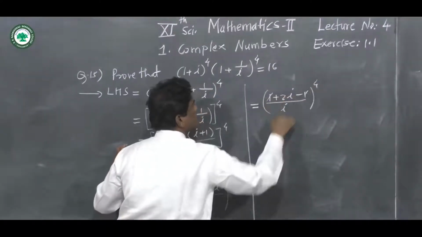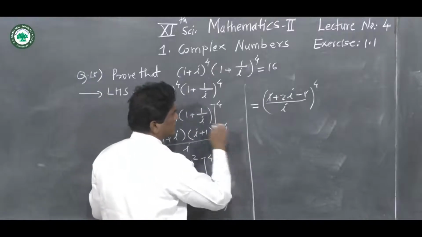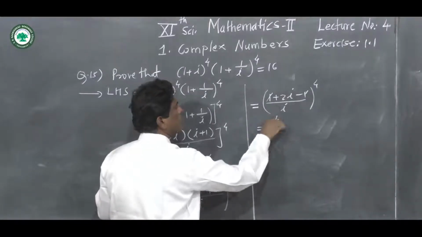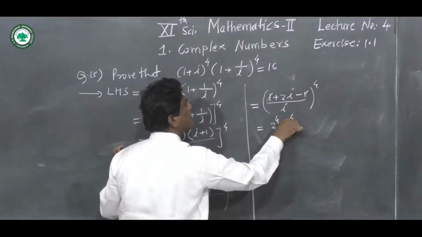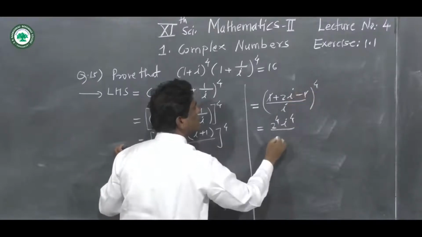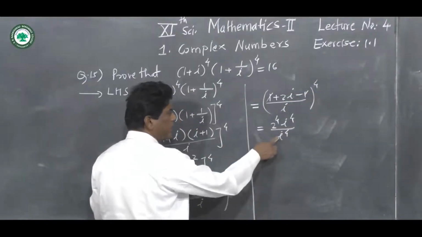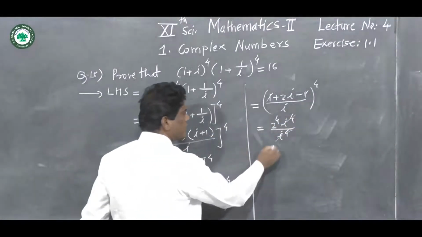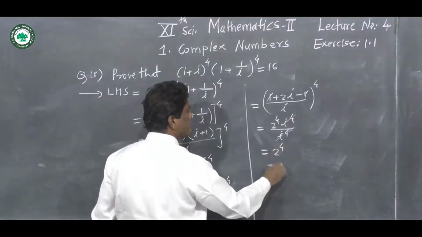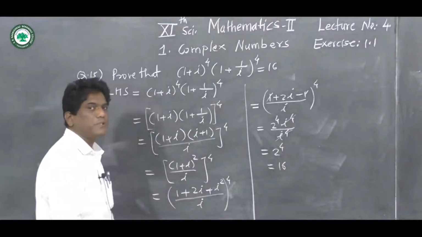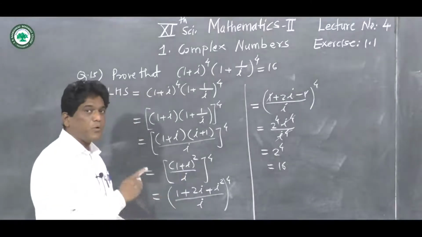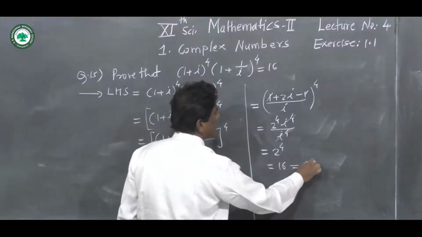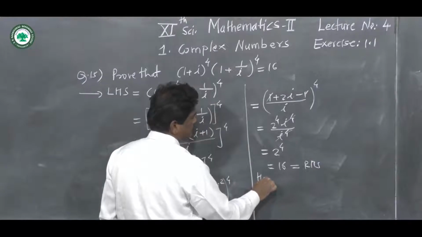This plus 1 and minus 1 get cancelled, and so we get here (2i) to the power 4 divided by i to the power 4. We put i to the power 4 as 1, or we may cancel i to the power 4 and i to the power 4. So it is equal to 2 to the power 4, and 2 to the power 4 is nothing but 16, 2 into 2 into 2 into 2. We take the product of 2 four times. So we get here it as 16. It is nothing but RHS. Hence proved.